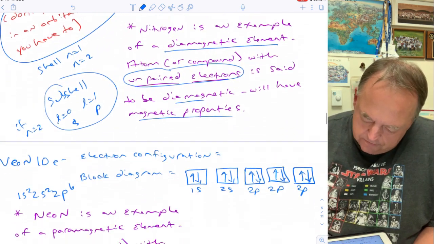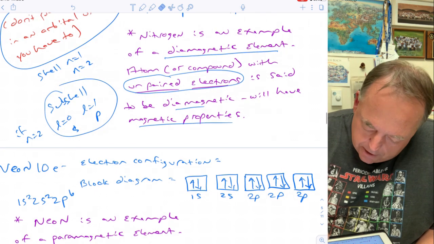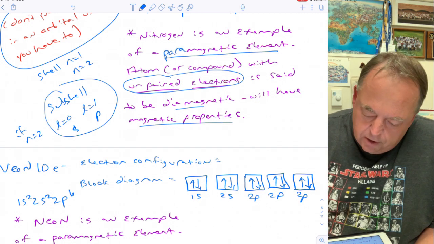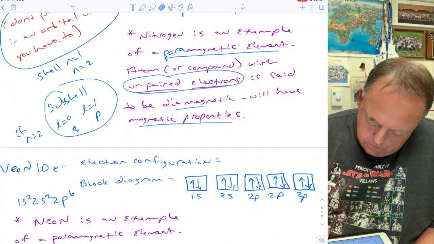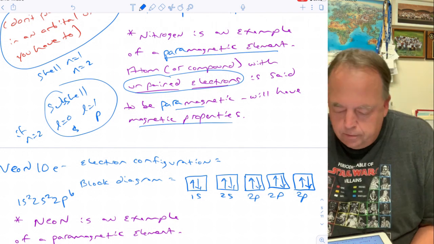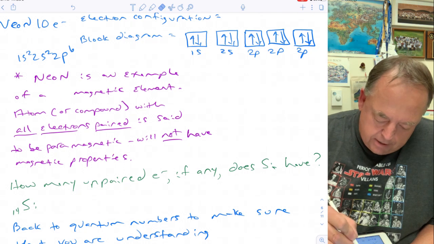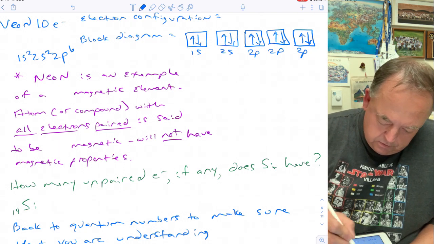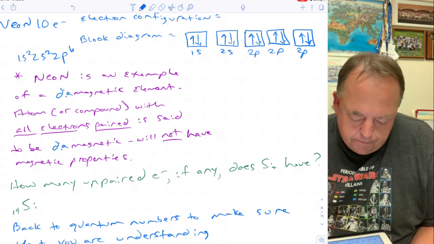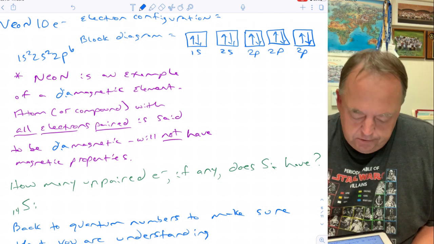No, this is backwards. So nitrogen is paramagnetic. A paramagnetic compound. So anything with unpaired electrons is paramagnetic, has magnetic properties. Neon is an example of a diamagnetic compound. So diamagnetic compounds, all of their electrons are paired, and they will not have magnetic properties.